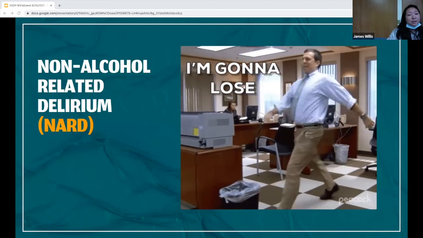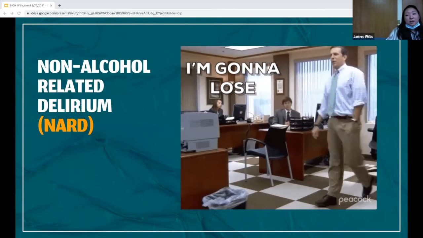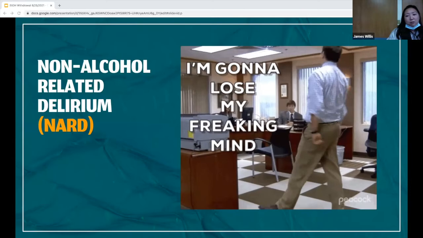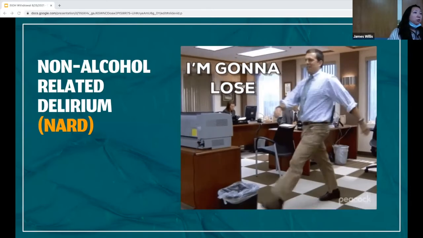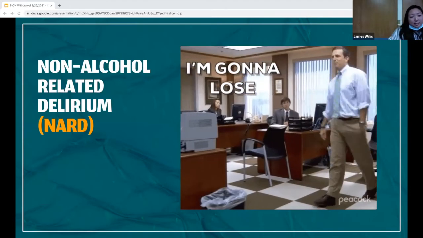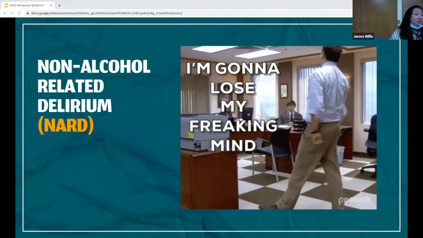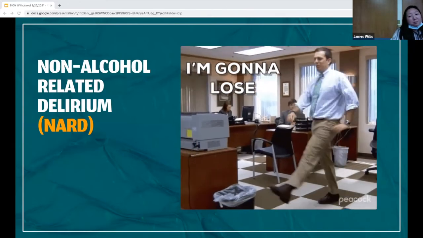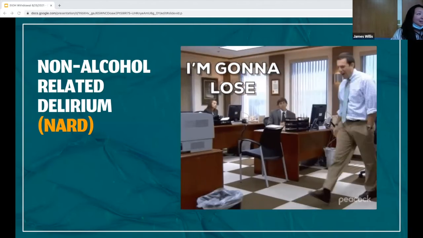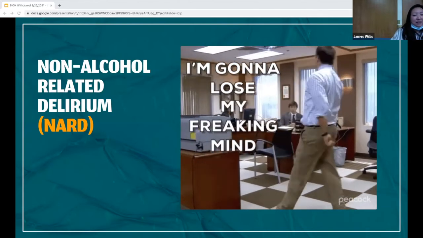And sometimes the issue with treating withdrawal with benzos is that patients may develop this non-alcohol related delirium, which some might mistake for worsening withdrawal or DTs, but continuing with benzos might not even be treating it and might even worsen it. And theoretically, Phenobarb has a lower risk of causing this, but I didn't actually find a lot of evidence that proved that.